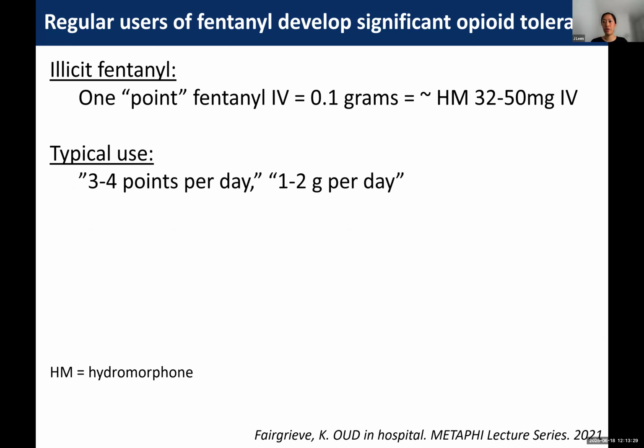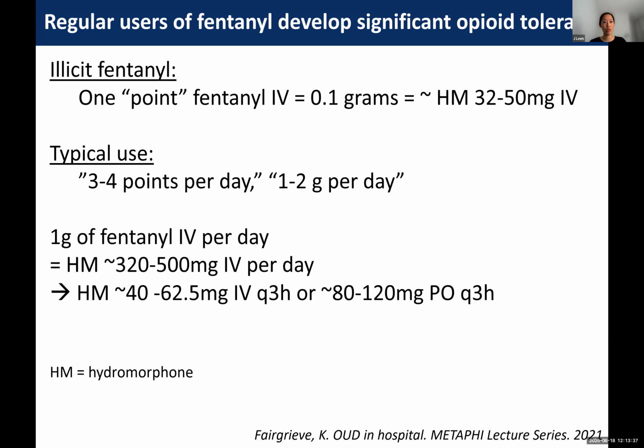And most users use 3 to 4 points a day, and some upwards of 1 to 2 grams per day. So that's quite a lot, because if you do the conversion, about 1 gram of IV illicit fentanyl is about 320 to 500 milligrams of IV hydromorphone. And if you want to prescribe that in hospitals so that these patients don't lose their tolerance and don't go into withdrawal, you're looking at 40 to 60 milligrams IV, Q3 hourly, or 80 to 120 milligrams PO, which is a lot.